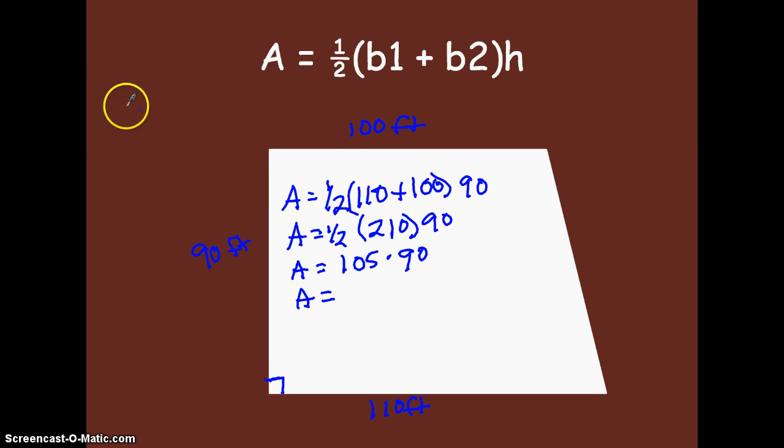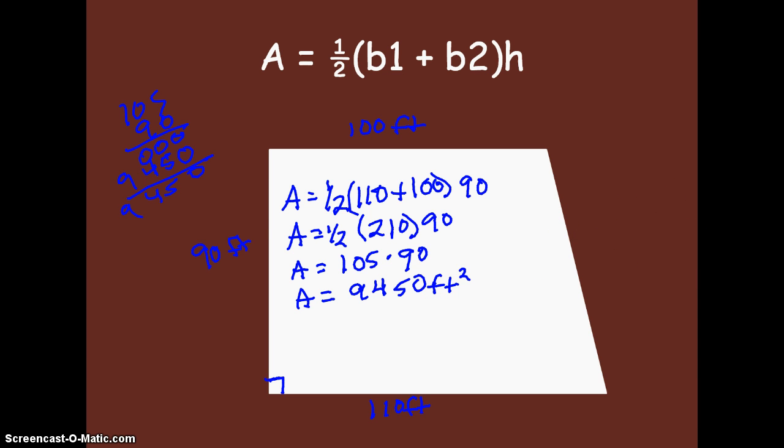And 105 times 90 is going to be, well, let's go ahead and work this out. 105, and here's 90. Okay, I'm going to put a placeholder. 9,450 feet squared. So that's the area of this right trapezoid.